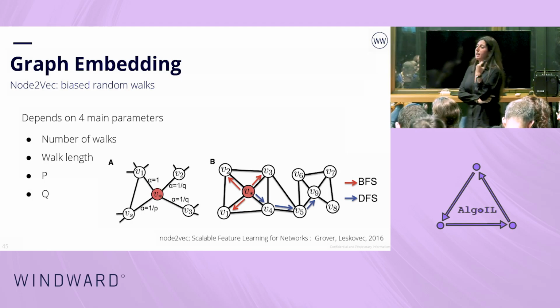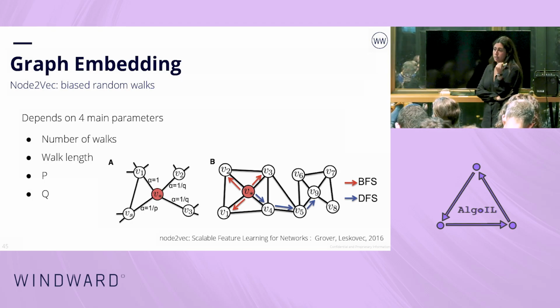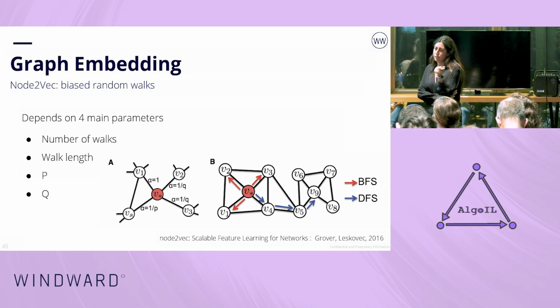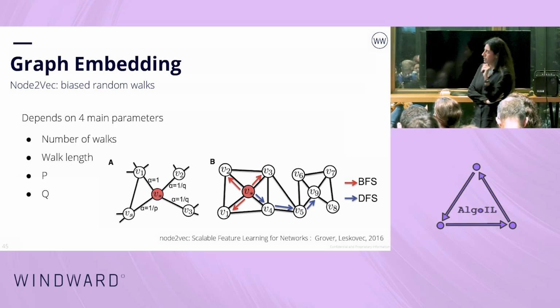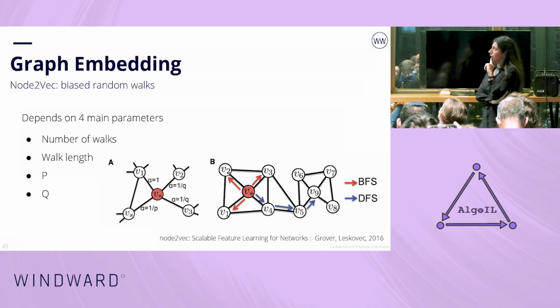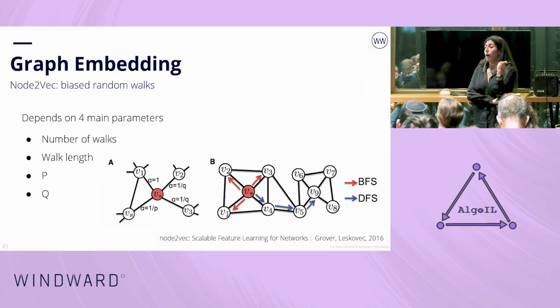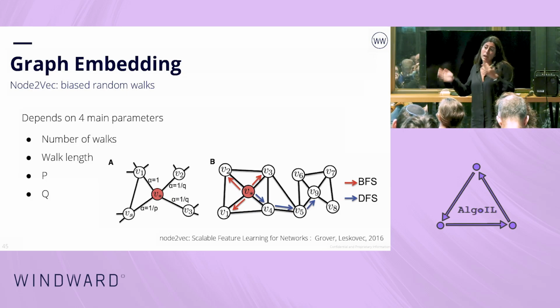Node2vec is very interesting because it implements a biased random walk that enables you to explore your graph in different ways and to embed your graph differently. Basically, the random walks depend on 4 main parameters. One of them is the number of walks. If you think of your Gensim corpus, it's just the number of sentences that you would have in your corpus. Then the walk length. It's just how many words you would have in each sentence to perform your word embedding.